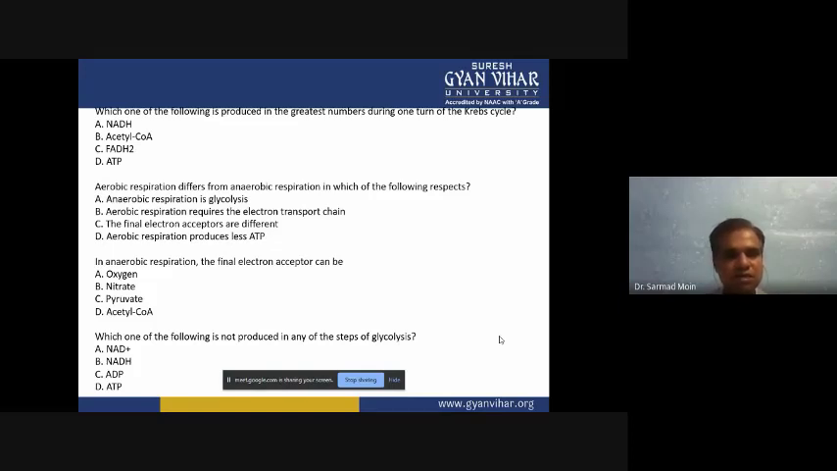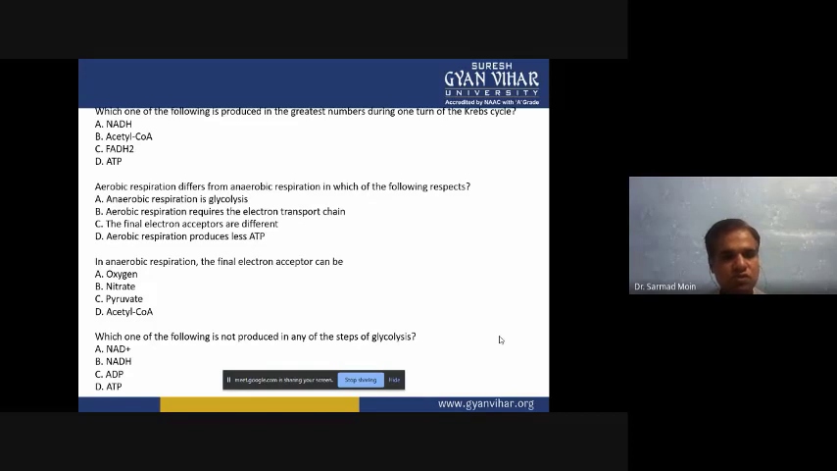Then aerobic respiration differs from anaerobic respiration in which of the following respects? A option is anaerobic respiration uses glycolysis. B is aerobic respiration requires the electron transport chain. C is the final electron acceptors are different. D is aerobic respiration produces fewer ATPs. The next question: in anaerobic respiration, the final electron acceptor can be A, oxygen. B is nitrogen. C option is pyruvate. D is acetyl coenzyme A. So you have to select any one right answer.